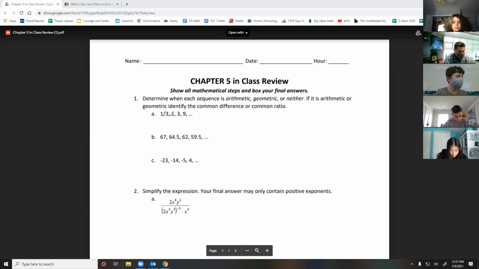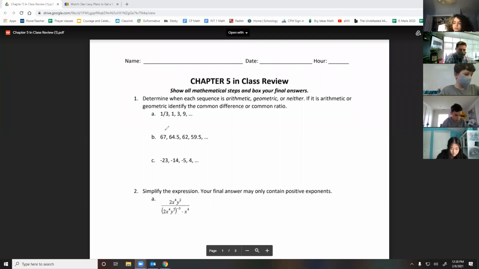Part A. Do you see a pattern in part A? I don't see the same number being added each time, so it's not arithmetic. But I do see a multiplication thing going on. You can type in the chat feature since we're doing a recording. Type into the chat feature what pattern you see for part A.